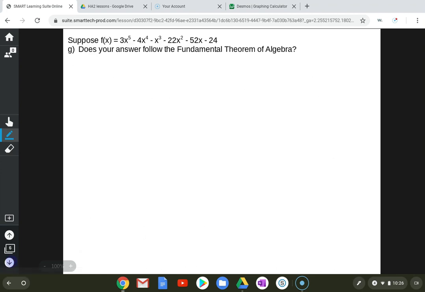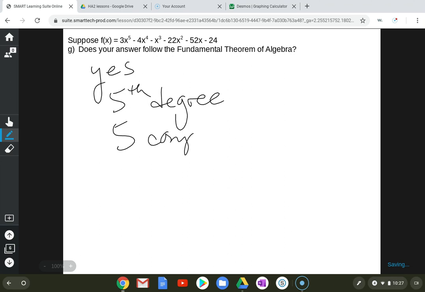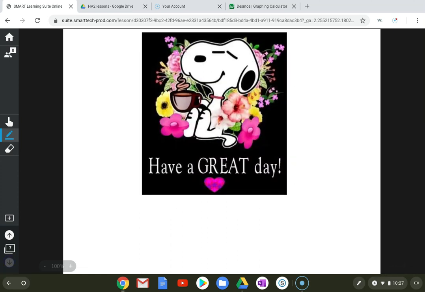All right. Last screen, did our answer follow the fundamental theorem of algebra? Yes. We had a 5th degree polynomial, and we had 5 complex zeros. So yes, it followed it. And that's your lesson. Go have a good day and good luck.